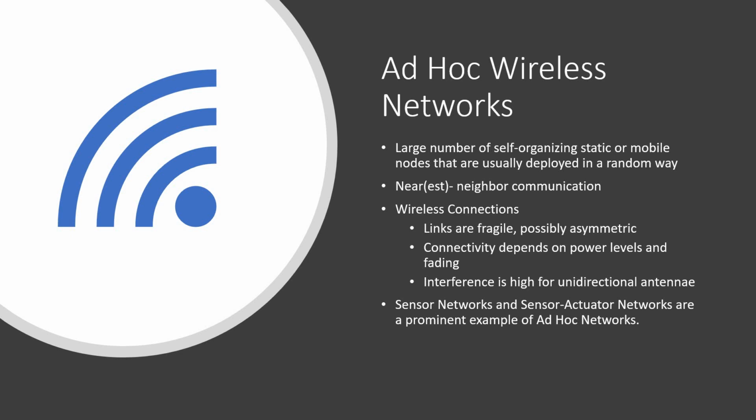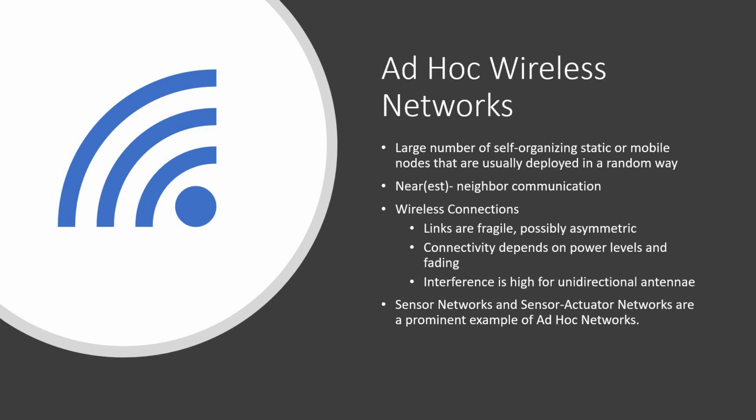And next is interference. As I already said, interference is high, but even then it's higher when the antenna is unidirectional. So most antennas are omnidirectional, but in case of wireless sensor nodes, as you have less power, you cannot send signals in all the directions, because that will consume a lot of power. So usually they have unidirectional antennas, which is why the interference is also very high, because it only travels in one direction.